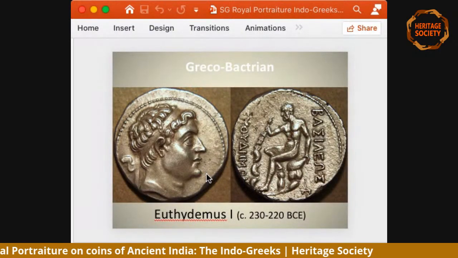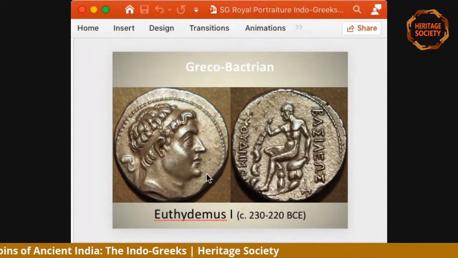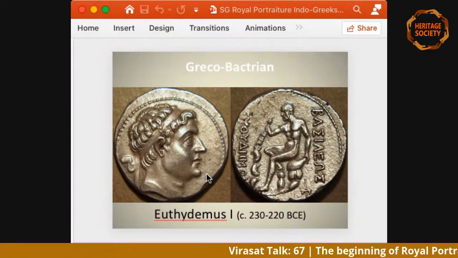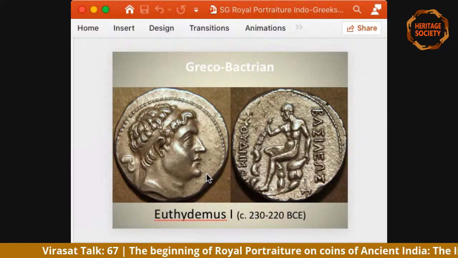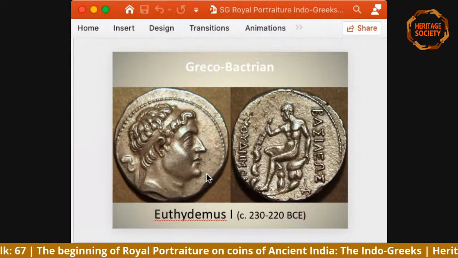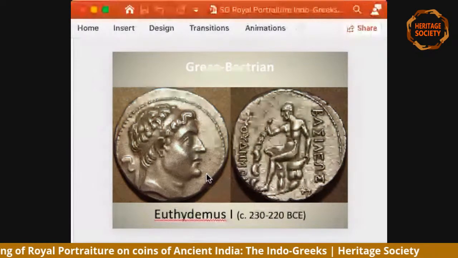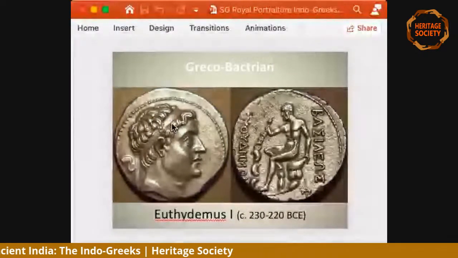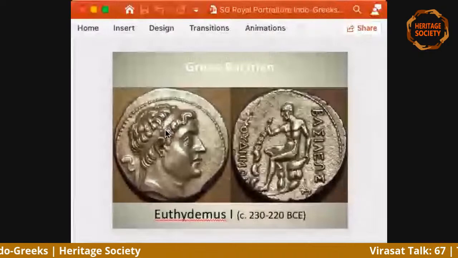Continuing with the Greco-Bactrian kings, here you see Euthydemus, and his rule is given here. On the reverse, a nude Heracles is seated on a pile of rocks. And the Greek legend is here. And again, you see the king is shown with a diadem tied on his head.